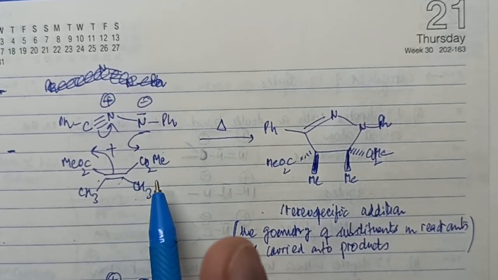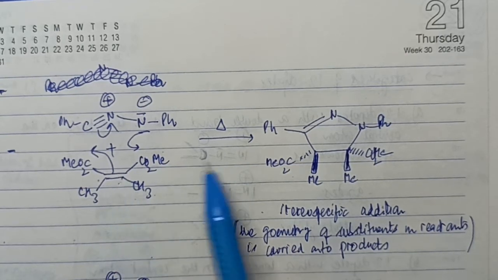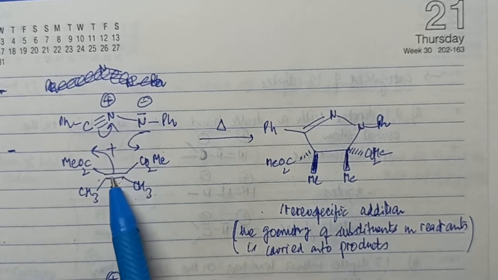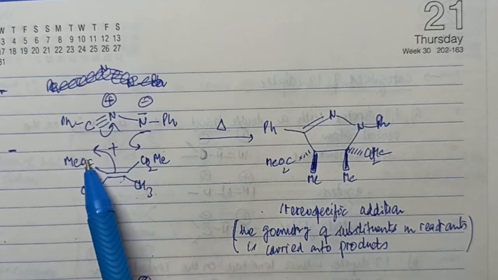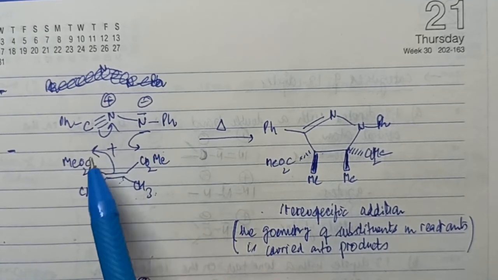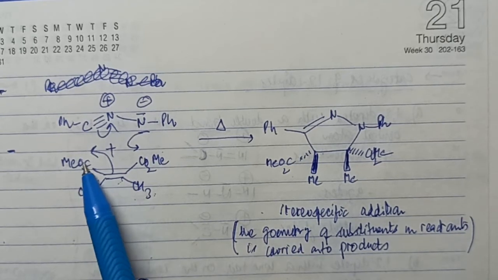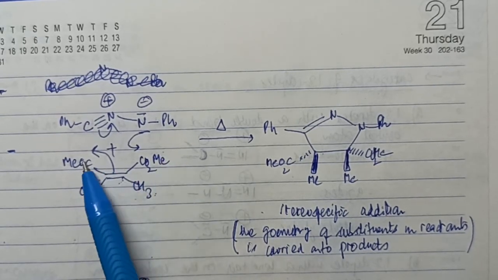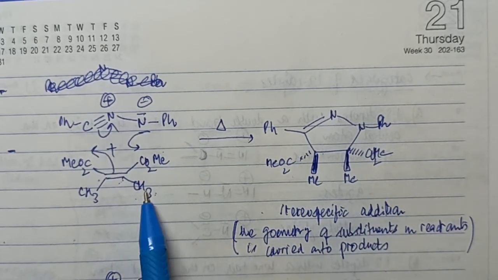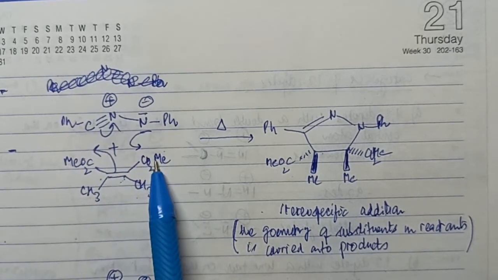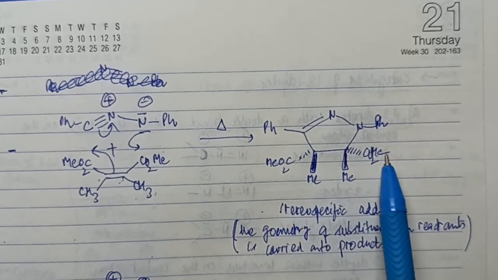Now, since this reaction is stereospecific, since this reaction is concerted, at no point during the formation of the product from the reactants does this carbon-carbon double bond assume a single bond character, and therefore the substituents here, the two carboxymethyls, do not have a chance to rotate and change their geometry. Therefore, whatever is the geometry of the substituents in the reactants, the same will be carried onto products. Hence, if both carboxymethyls are on the same side, in the product also both carboxymethyls will be on the same side.